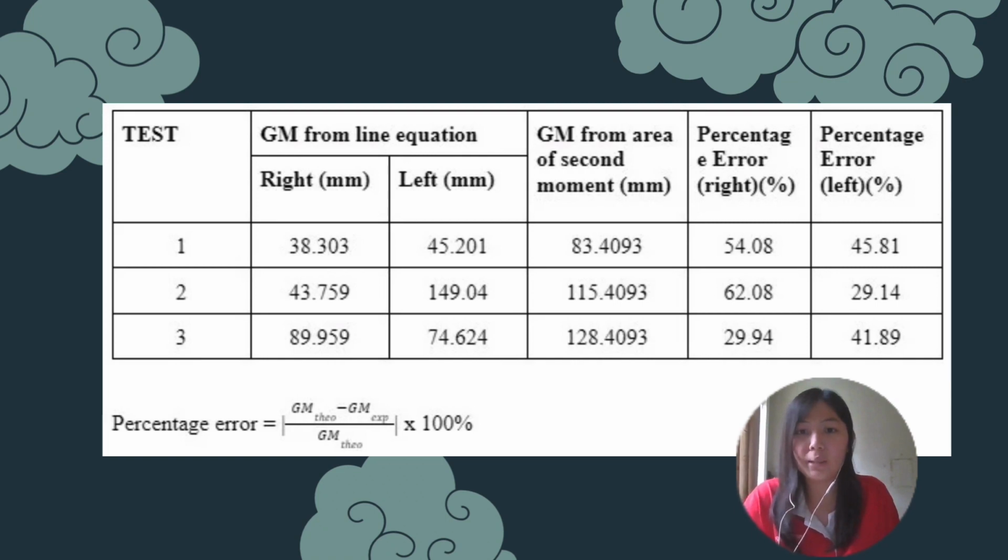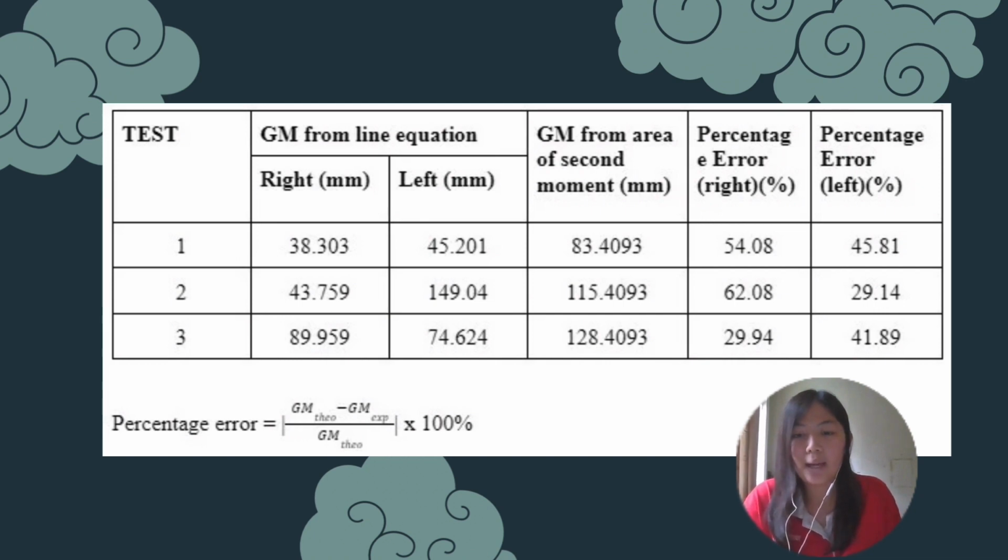And this is the summary table to compare the GM from line equation and GM from area of second moment. The formula to calculate the percentage error is GM theoretical minus GM experimental, divided by GM theoretical, and multiplied by 100%. From the percentage error, we can conclude that there are some errors that occurred during the experiment. For example, the pontoon pole is not connected tightly to the pontoon, hence the pole can be moved easily and causes zero error to occur, although the position of the thread is adjusted to 0 at the beginning of the experiment. Thus, it is important to ensure the pole is connected tightly to the pontoon.